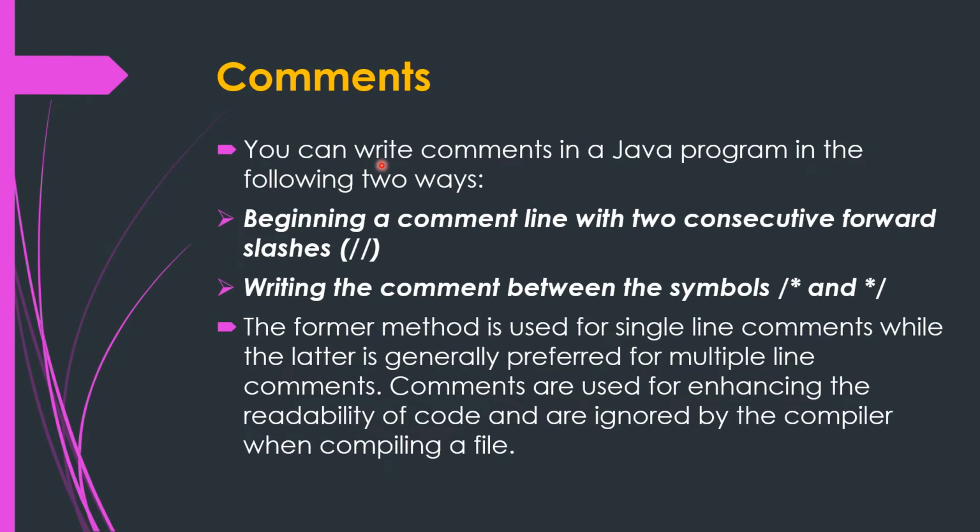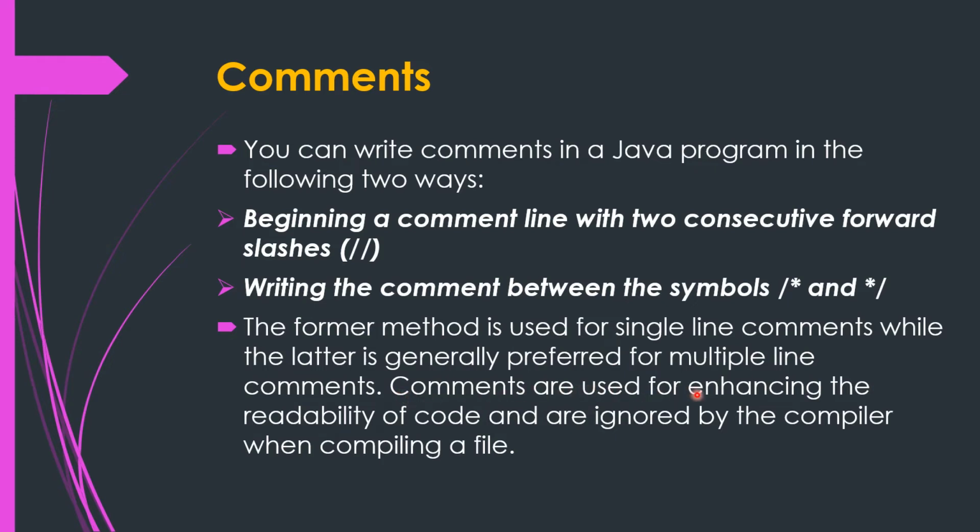Now, how can we write comments in a Java program? There are basically two ways. First is beginning a comment line with two consecutive forward slashes like this. And the second way is writing the comment between the symbols slash star and star slash. The former method, beginning the comment line with two consecutive forward slashes, is used for single line comments, and the second method is used for multiple line comments.